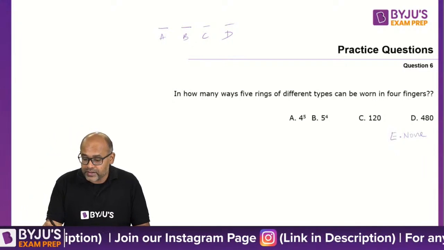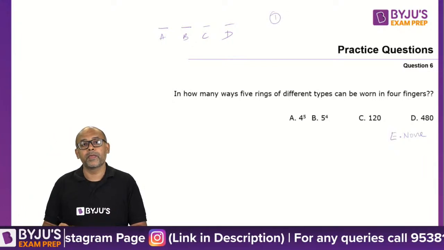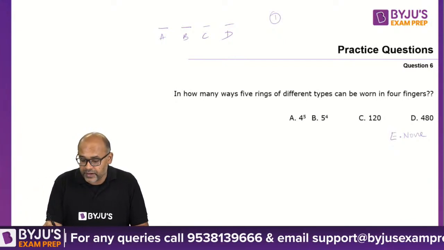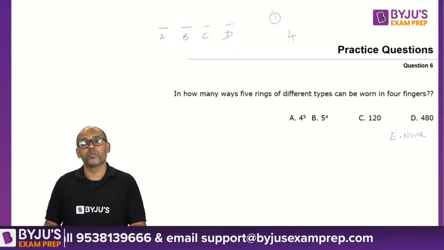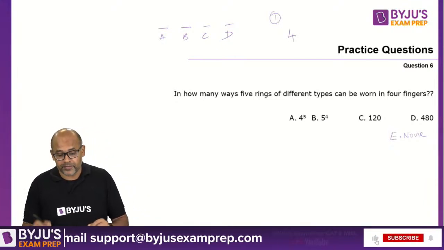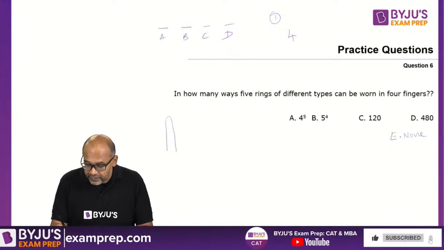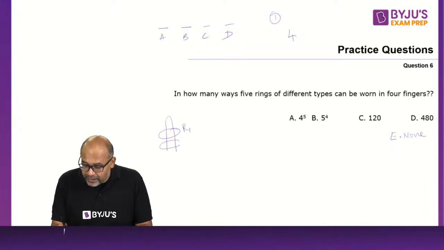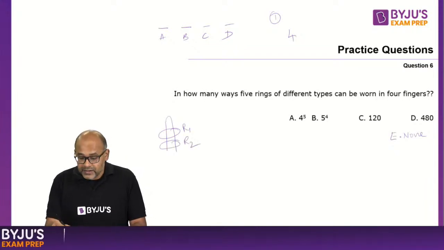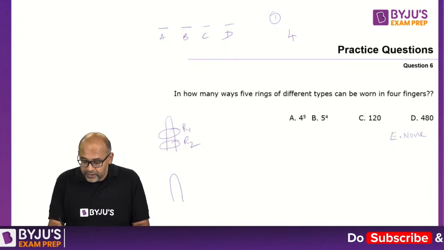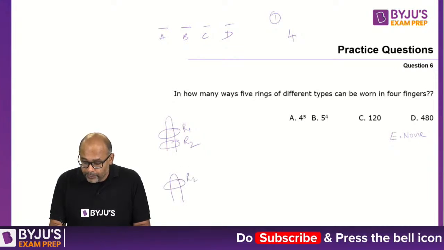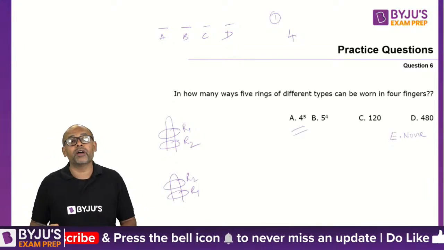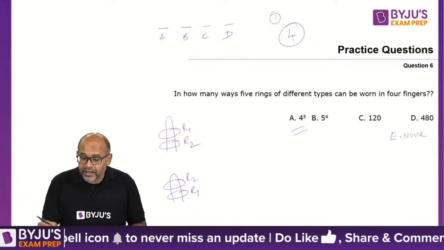So here you can say the first ring can go into any of the 4 fingers. No problem. First ring has 4 ways. Once this is done, that is where the problem comes in. So imagine this is the finger, correct? In a finger, ring 1 up and ring 2 down is different from the same finger with ring 2 up and ring 1 down. So here, why can't it be 4 power 5? Because the first ring has 4 choices.